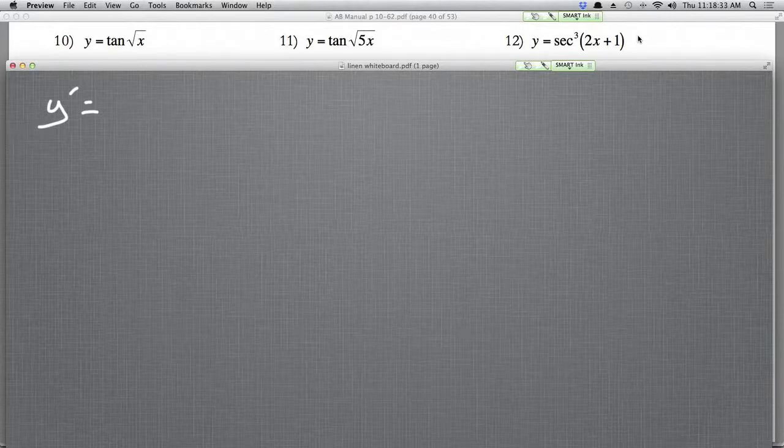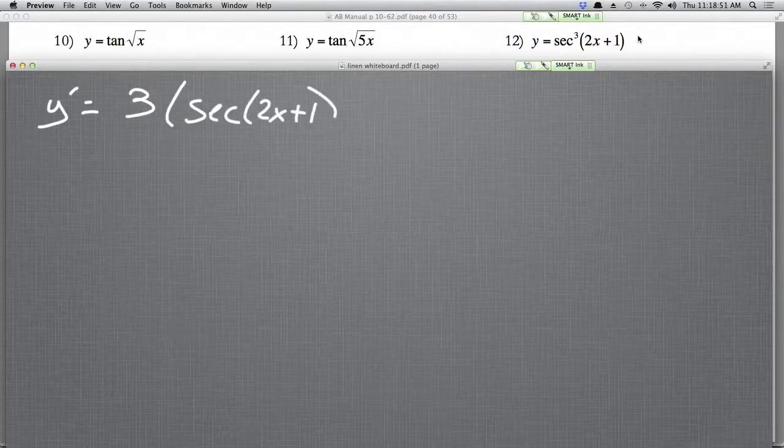What's my outside function on 12? Secant cubed. Well, no, the exponent. The cube is my outside function. So that means I need the 3. I need the secant of 2x plus 1, and now my exponent is squared. So that takes care of the cube.